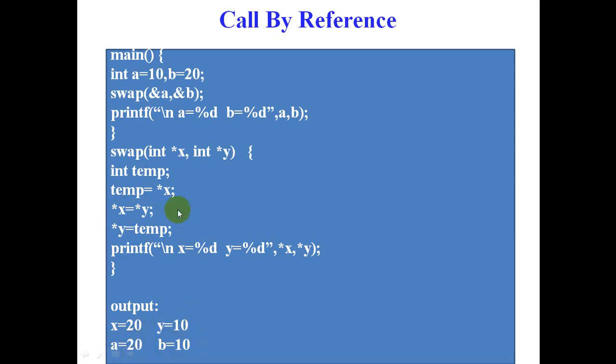So in call by reference, when the values in the formal parameters are changed, that will be reflected to the actual parameters. Whatever values we get in the formal parameters will be reflected to the actual parameters. So that I will show you.